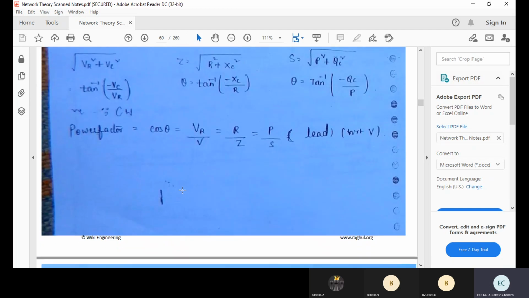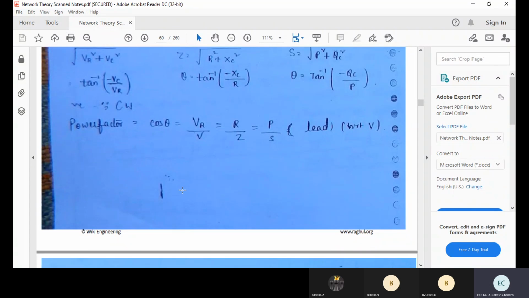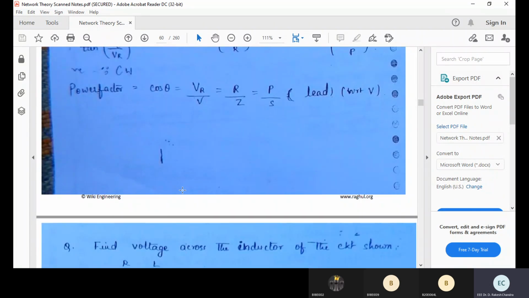Or P by S, active power by total apparent power. What is your apparent power? S is equal to P plus jQ. What is P? Active power. What is Q? Reactive power. Active power is associated with resistance, and reactive power is associated with your inductance and capacitance.